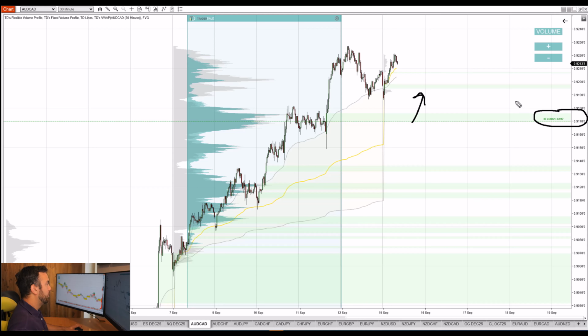The level is 0.9170, and the reason I have the level exactly right here is because there's a fair value gap, right? Highlighted in green, this is the fair value gap. I like to trade from the beginning of a fair value gap, that's this level, and that's why the level is exactly here.